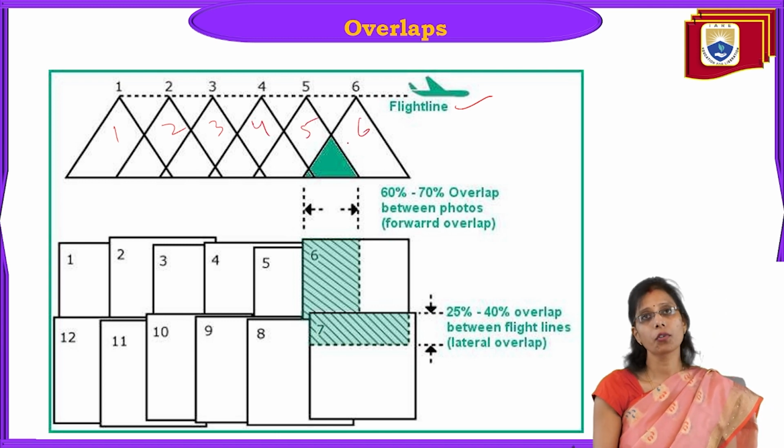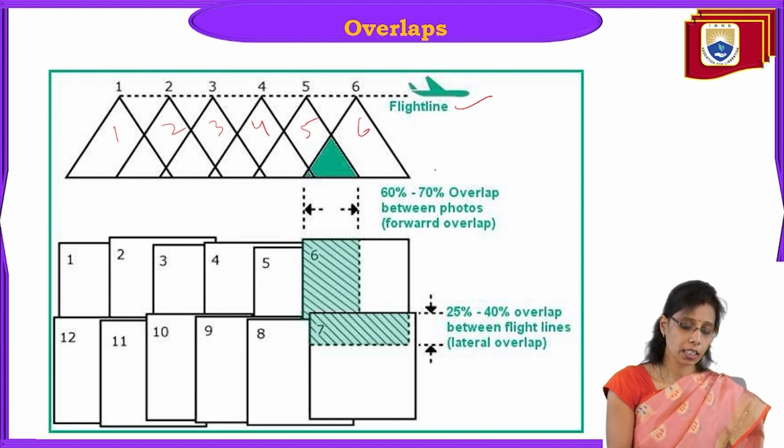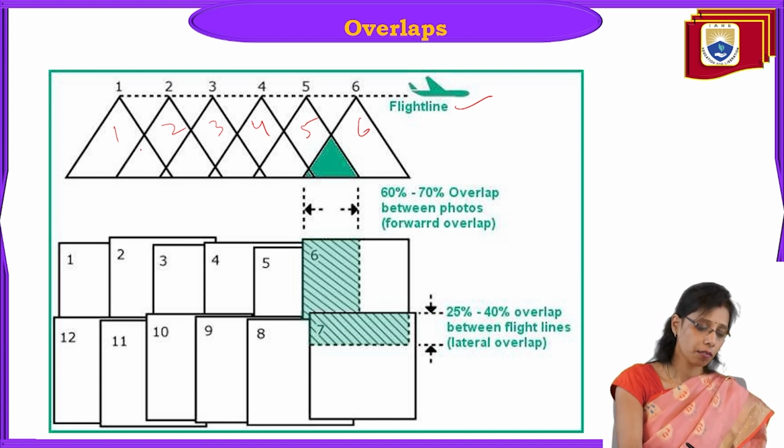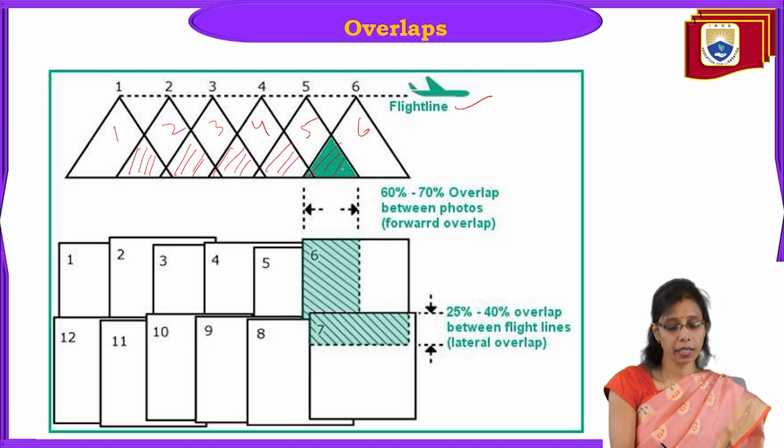So the total number of photos we can see here is 6. Out of those 6 photos, there is an overlap area, right? This is an overlap area, this is an overlap area, and this is an overlap area. So what is this overlap area called? This overlap is forward overlap.